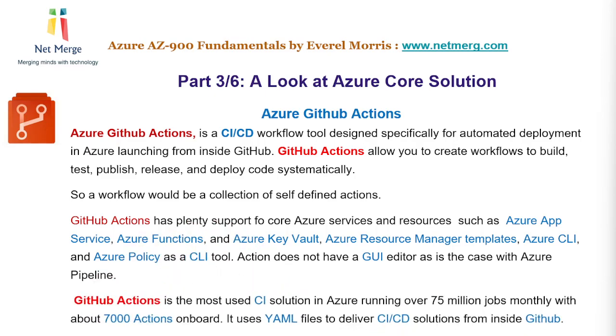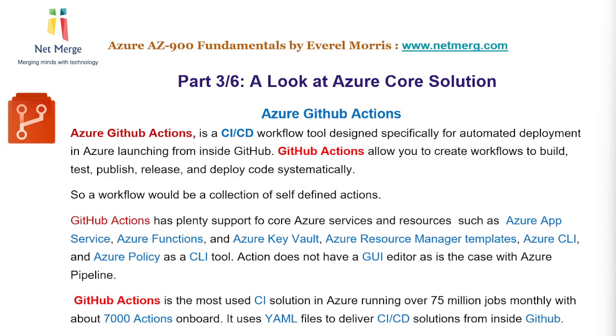Now, GitHub Actions is probably the most used continuous integration solution in Azure. It is said that over 75 million jobs are run or managed monthly using GitHub Actions. There are approximately over 7,000 actions on board in GitHub. So understand that it's really a very powerful tool.